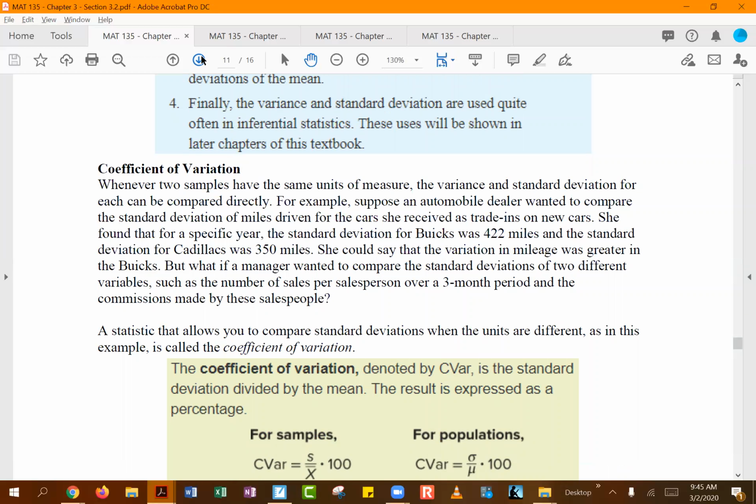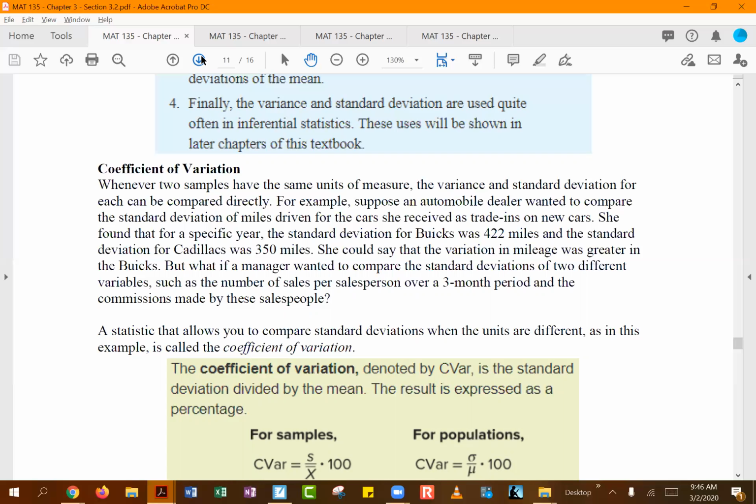So the first thing we want to talk about is the coefficient of variation. You can see in that little paragraph we're talking about this example. Suppose an automobile dealer wanted to compare the standard deviation of miles driven for cars she received as trade-ins. For a specific year, the standard deviation for Buicks was 422 miles, and the standard deviation for Cadillacs was 350 miles. So basically, the variation was greater in the Buicks, because that's 422 as compared to 350 miles, right?